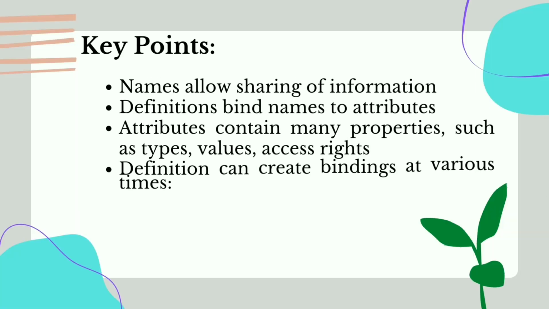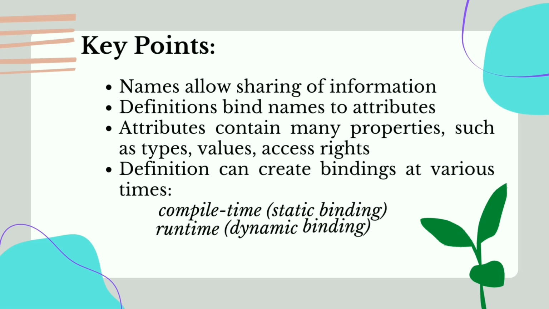Here are the key points. Names allow us to share information and definitions. They can bind names to attributes, and the attributes contain many properties such as types, values, and access rights. And lastly, a definition can create bindings at various times, with compile time or static binding and runtime or dynamic binding.